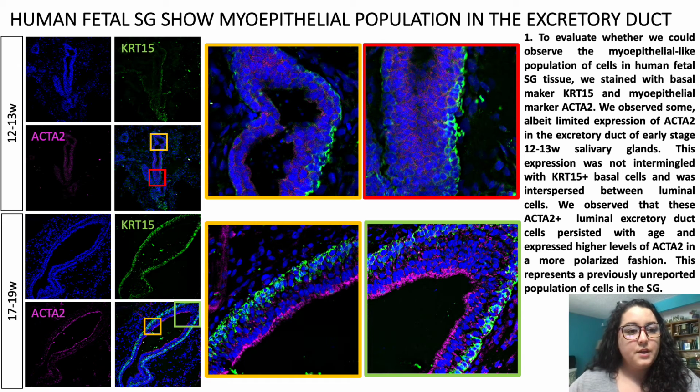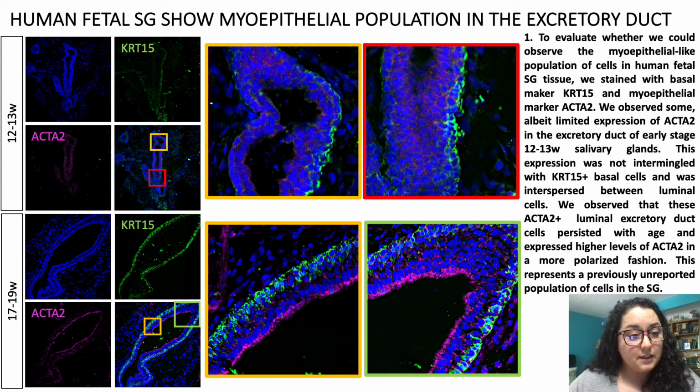And we wanted to see if we could observe this population in our tissue, so we stained with the basal marker keratin 15 and ACTA 2, which marks mature myoepithelial cells. And in the earlier time points, we observed that we could see some ACTA 2 that was intercalated between the more luminal side, but it didn't seem to overlap with keratin 15 despite being a little spread out.